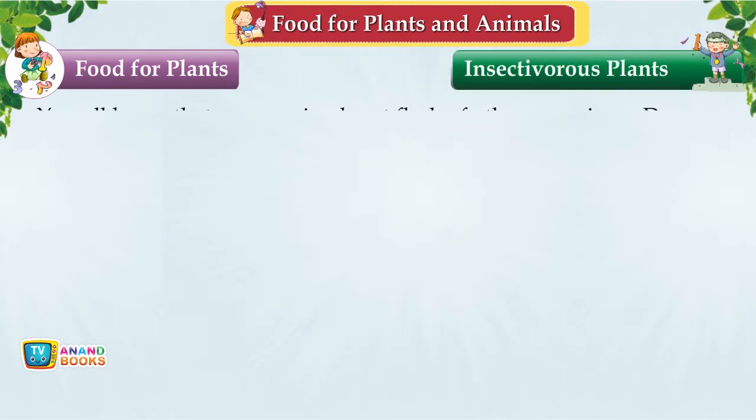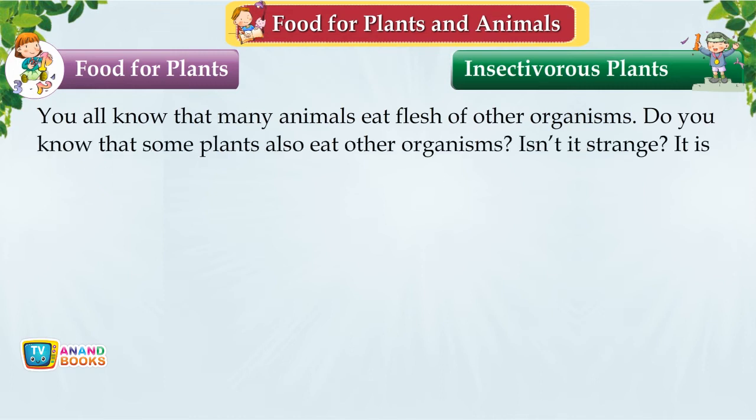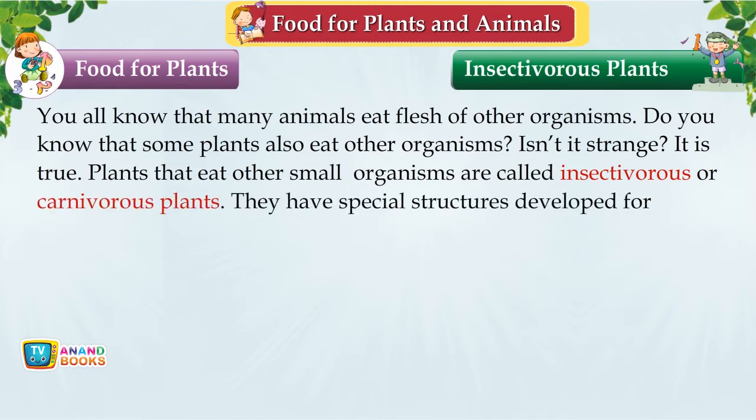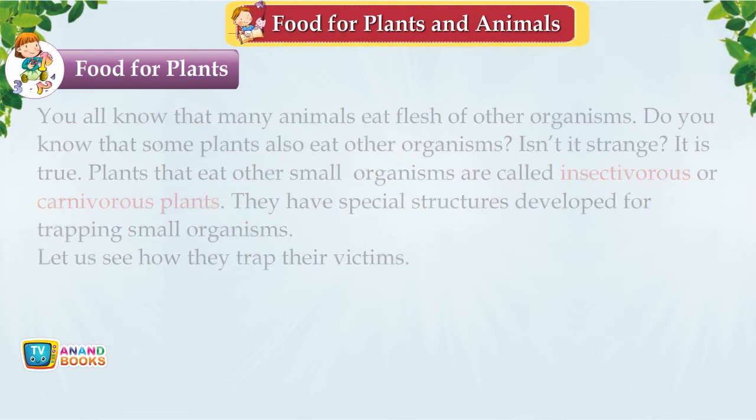Insectivorous plants. You all know that many animals eat flesh of other organisms. Do you know that some plants also eat other organisms? Isn't it strange? It is true. Plants that eat other small organisms are called insectivorous or carnivorous plants. They have special structures developed for trapping small organisms. Let us see how they trap their victims.